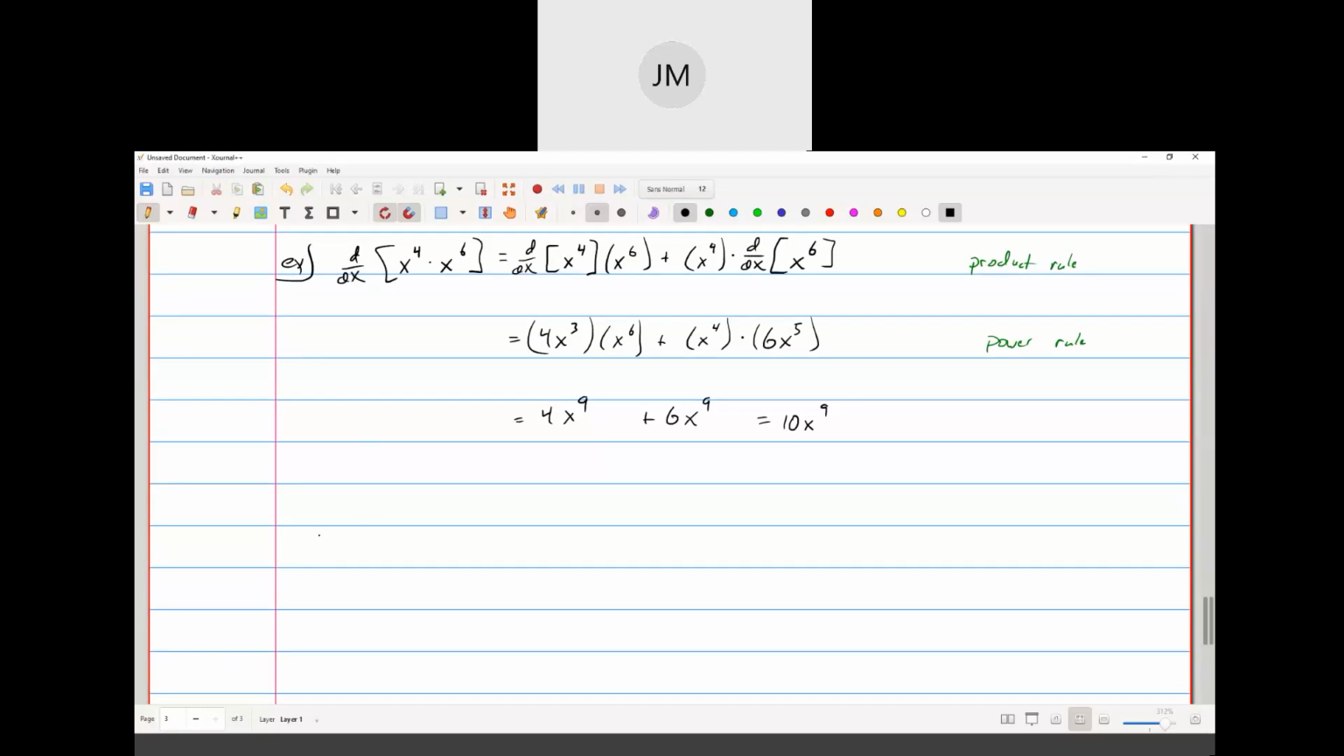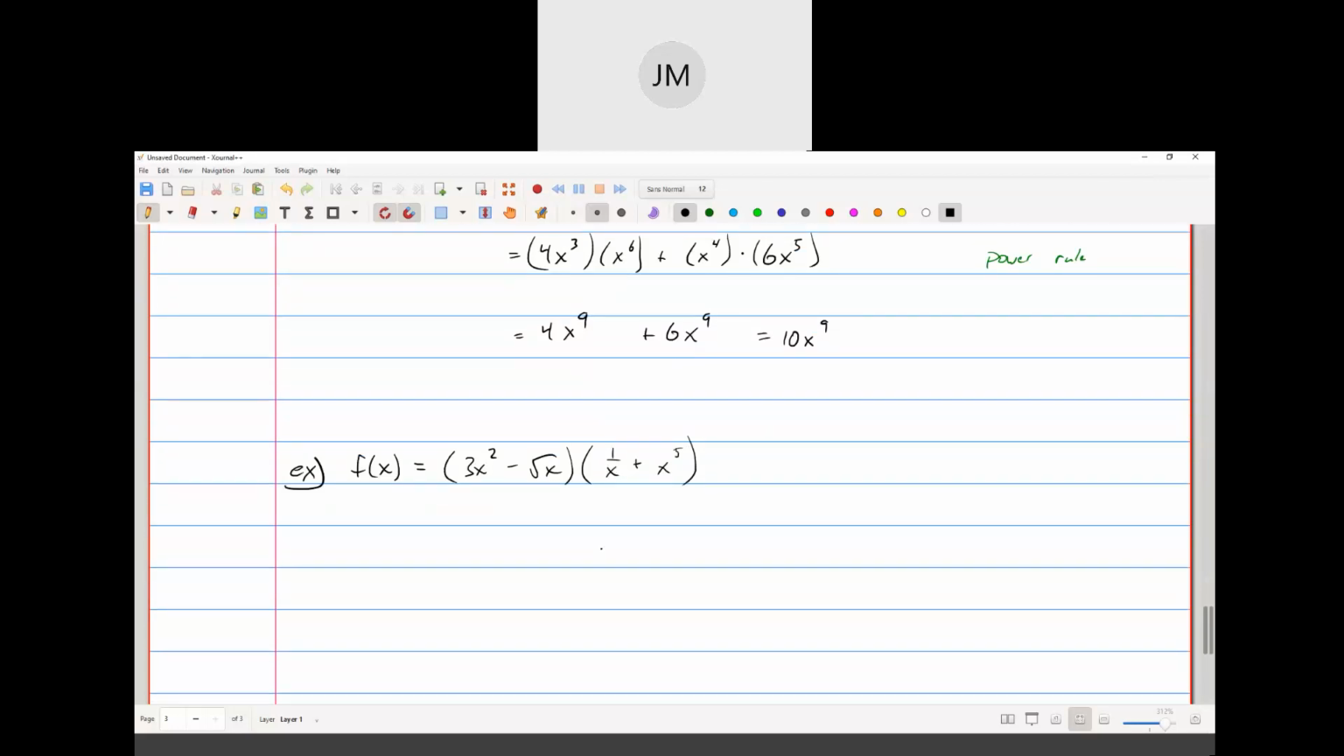Let's do another example, and then we'll look at the proof. So let's suppose my function f of x is going to be given as 3x squared minus the square root of x. Oops, not plus. The point was multiplied. Multiplied by 1 over x plus x to the fifth. Now, we don't need a product rule to figure this out. We could just FOIL this out first. Okay. But let's go ahead and use the product rule.